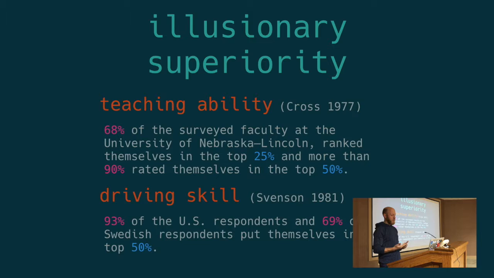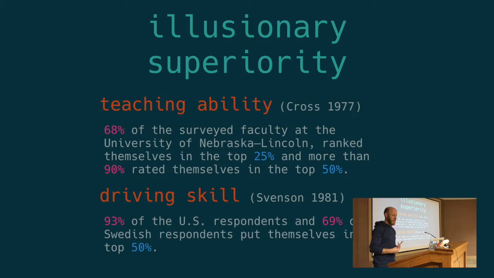Some examples are in teaching ability. There was a survey in 1977 of the faculty at the University of Nebraska-Lincoln. In that survey, they asked them if they were in the top 25% or the top 50% of faculty in teaching ability. And 68% of the surveyed faculty said they were in the top 25%, and 90% said they were in the top 50%. So clearly, a vast majority of the people are overrating their own abilities in this case.